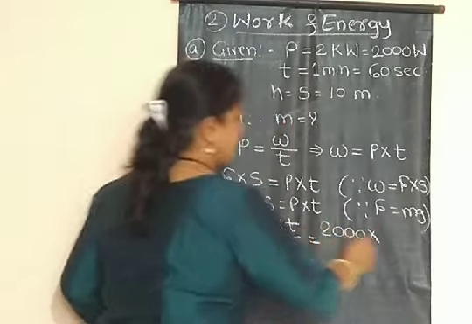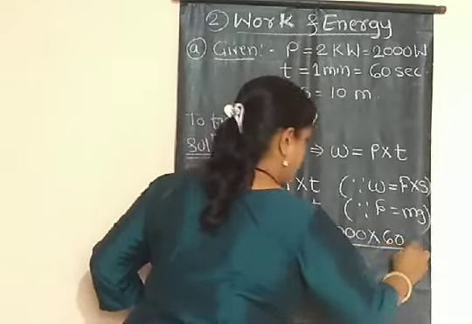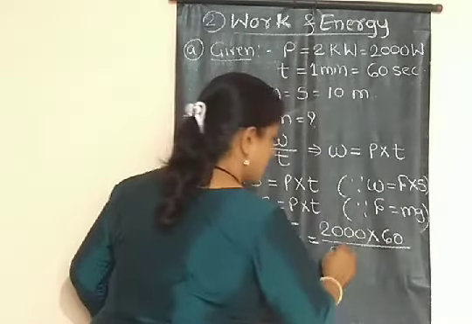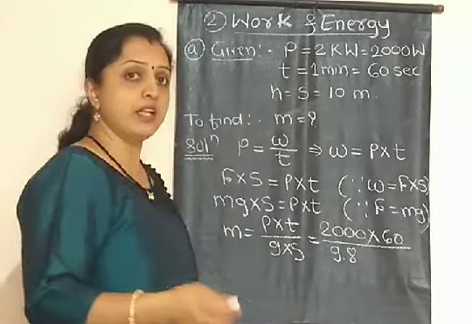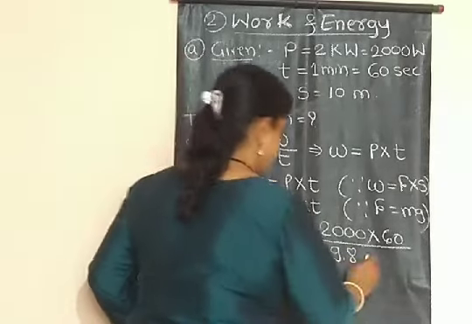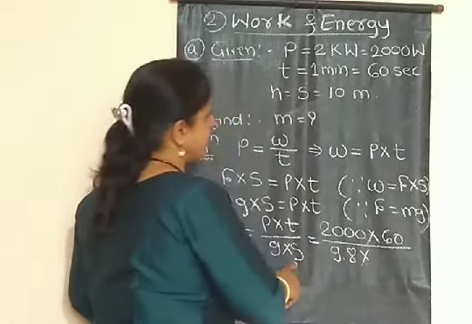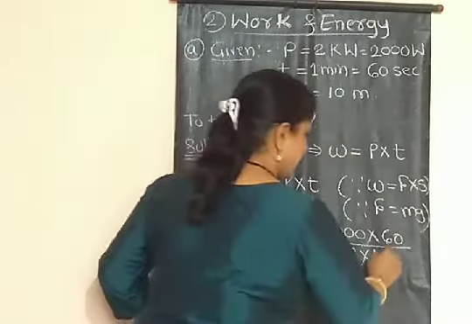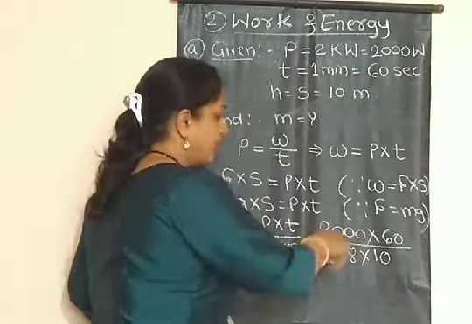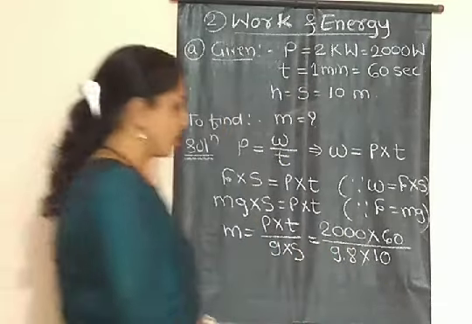Multiplied by T, that is 60 seconds. Divided by g. What is the value of g? 9.8, or actually 9.81 meter per second square. Multiplied by the displacement, which is nothing but the height of the water, that is 10 meter. Okay. Now let us calculate all these quantities.